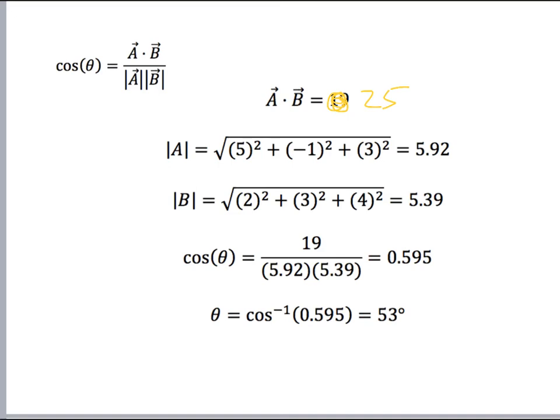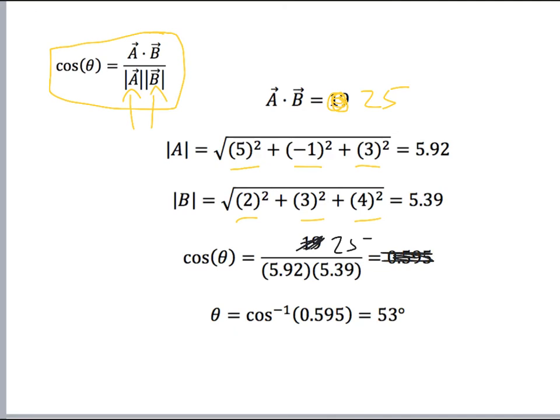Okay, so again, I've got my A dot B should be 25, not 19. And so I want to form this for cosine of theta. I've got my A dot B, I know that's 25. I now need to find A magnitude and B magnitude. A magnitude is simply, we're going to use the three-dimensional Pythagorean theorem, and we'll plug in the x, y, and z components. We'll do the same thing for B magnitude, and we get 5.92 and 5.39. Now I'm going to correct this again. This is not 19. Of course, that's going to be 25.